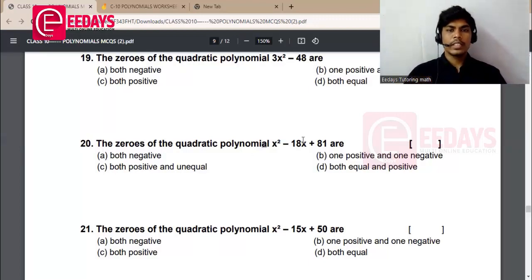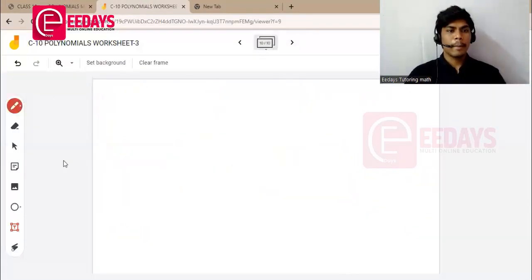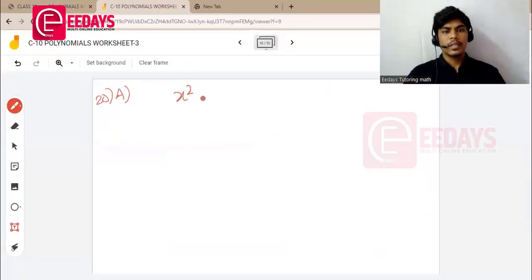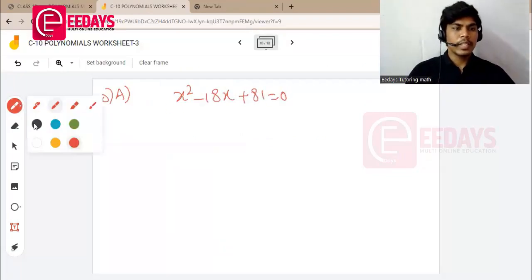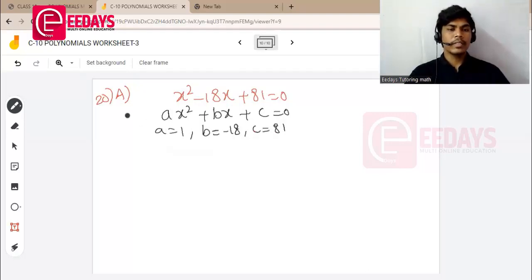Okay, so we need to find the zeros of the polynomial in the 20th one. The polynomial equation x square minus 18x plus 81 is equal to 0 is given. We need to find the zeros. How to find the zeros? First of all, compare with the general form. We can do it by the splitting the middle term process, factorization. So a here is 1, b is minus 18, and c is equal to 81.